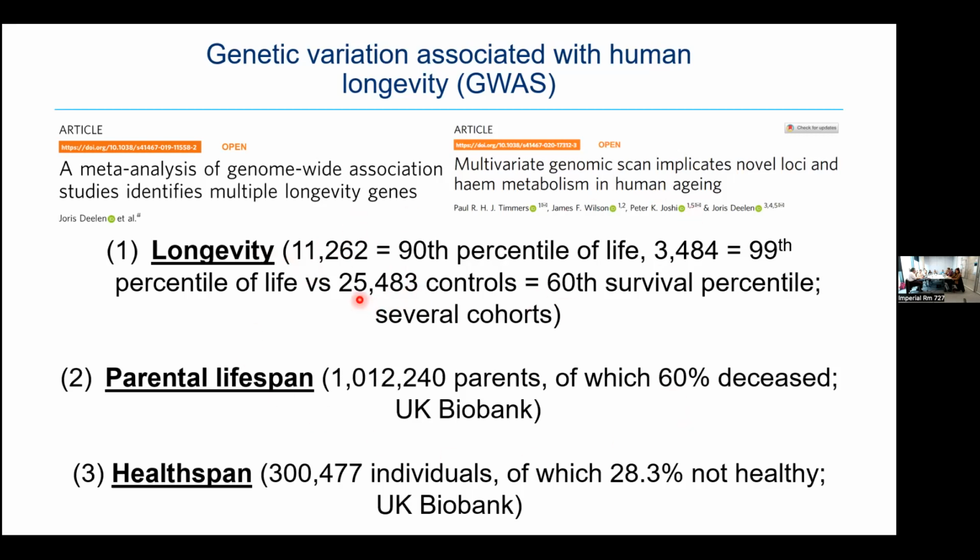So the first measure is longevity. The second measure is parental lifespan. So obviously this is less direct. This is UK Biobank data, 1 million samples here. And then the third measure they used was lifespan. So that's attaining old age without obvious disease, and around 300 individuals here from UK Biobank.